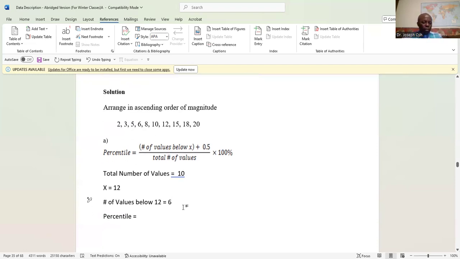Now we have 6 numbers, so plus, I'll put it in parentheses, plus 0.5, divided by the total number of values. There are 10 of them, times 100. That'll give us the percentile rank. So I got 6 plus 0.5 over 10 times 100. So let's do it on the calculator.